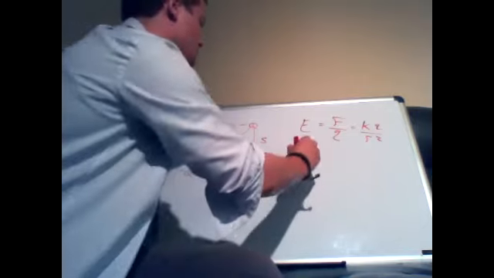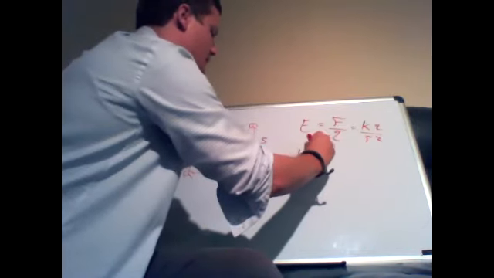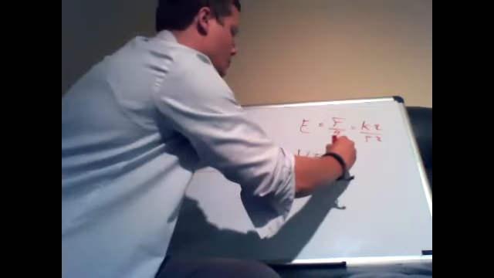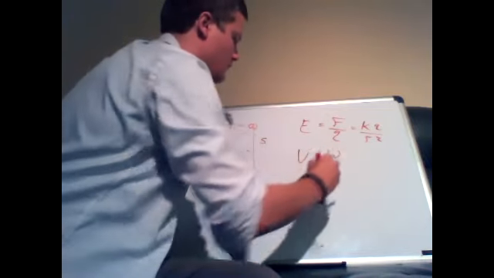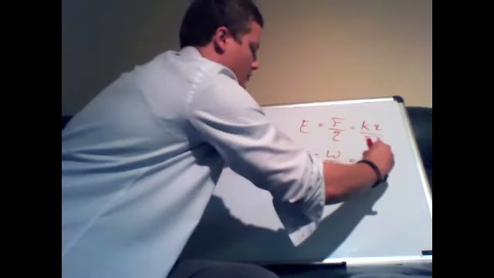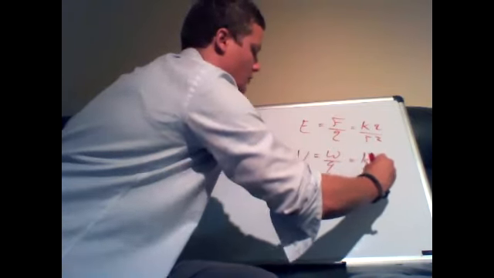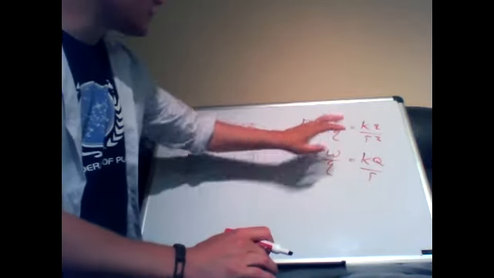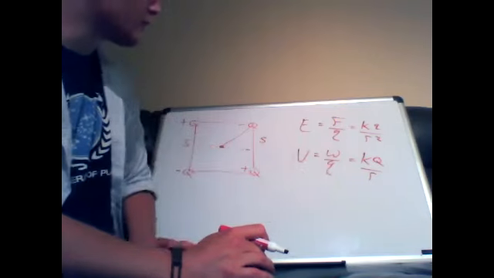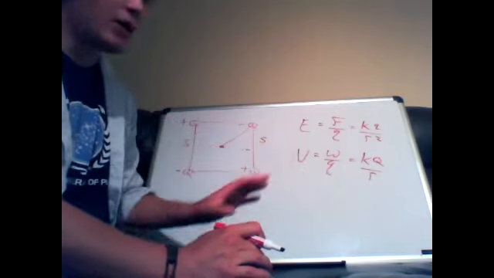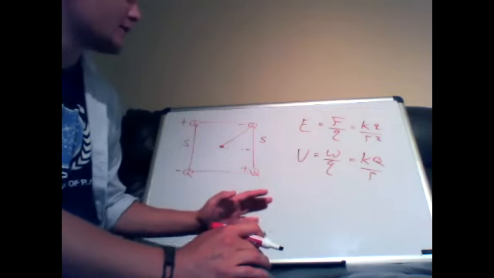And so electric potential is represented with the letter V, and that's equal to the work per unit charge. You can simplify this down to kQ over r. Now, if you look at these two equations, force per unit charge, work per unit charge, they look really similar. In fact, they are very similar, but there are important and subtle differences.